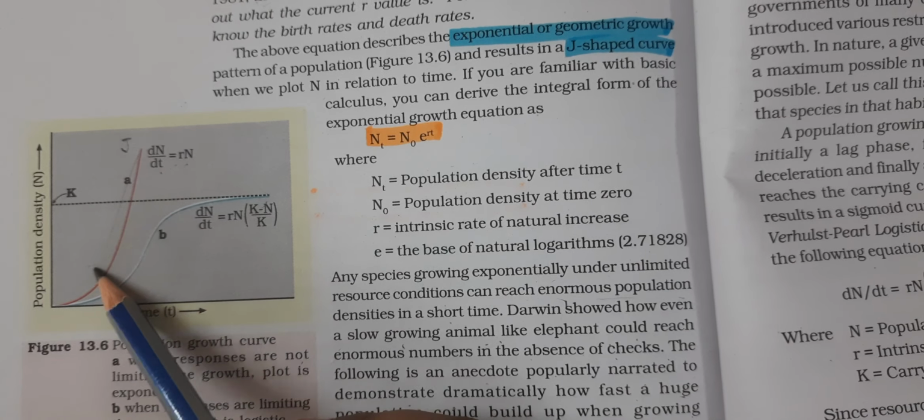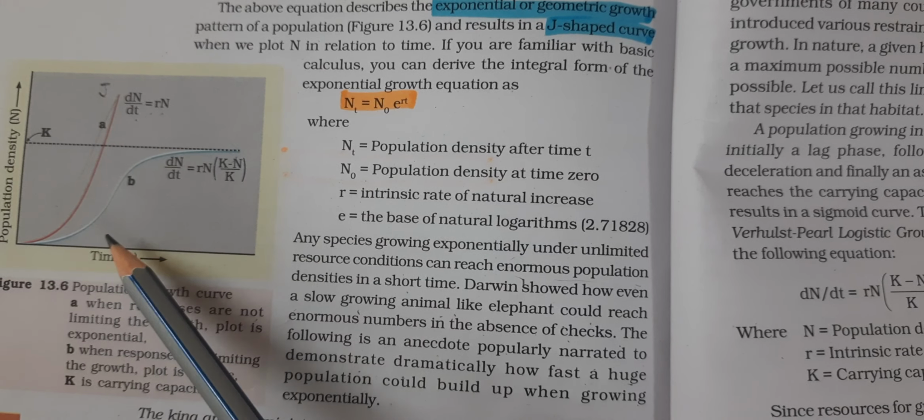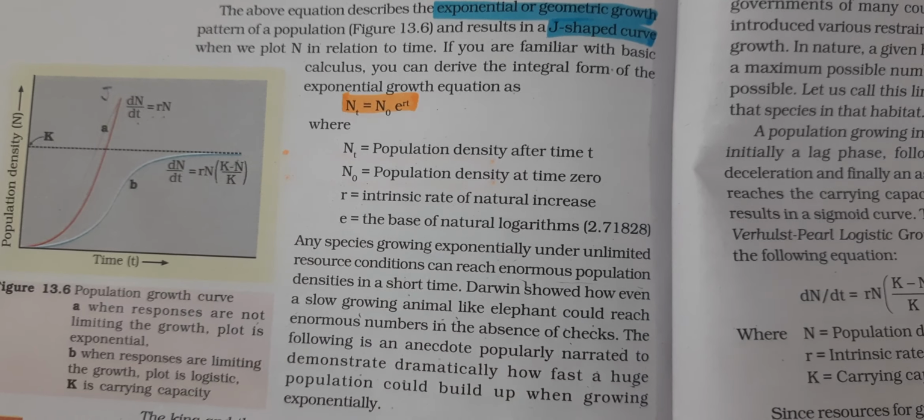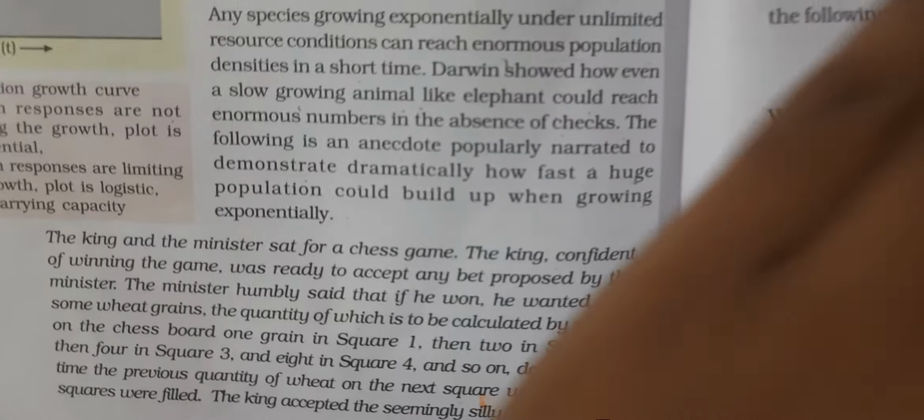Okay, so this is like exponential growth. There are no checks. Now we'll come back to B when we are learning about logistic growth. So I have to read the anecdote, as I had mentioned earlier.